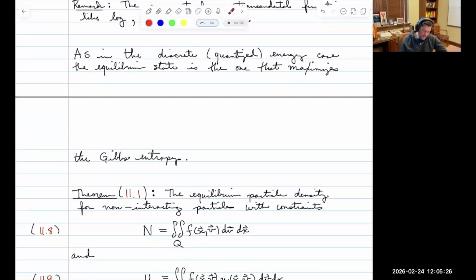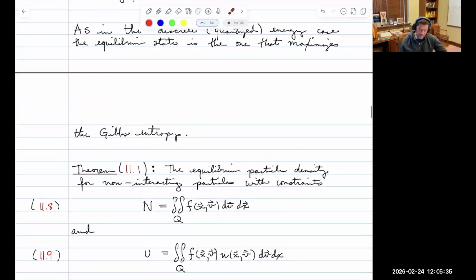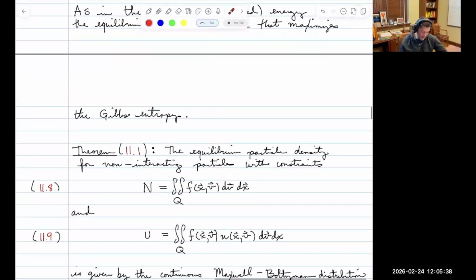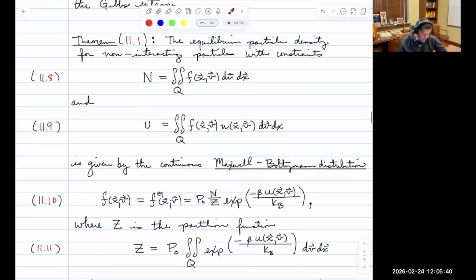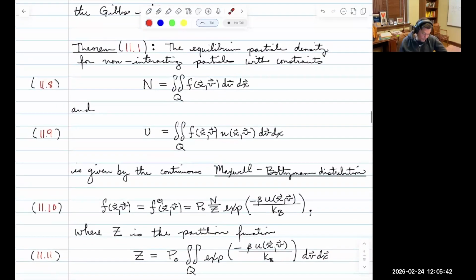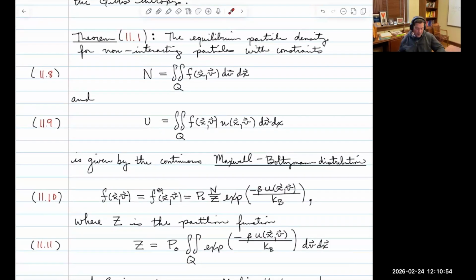Okay, so as we saw in the discrete energy, or sometimes called the quantized energy case, the equilibrium state is the one that maximizes the Gibbs entropy. And that's what we're going to be looking to show here as well. So our next task is to maximize that Boltzmann entropy subject to constraints, the mass constraint and the total energy constraint, and see what we get.